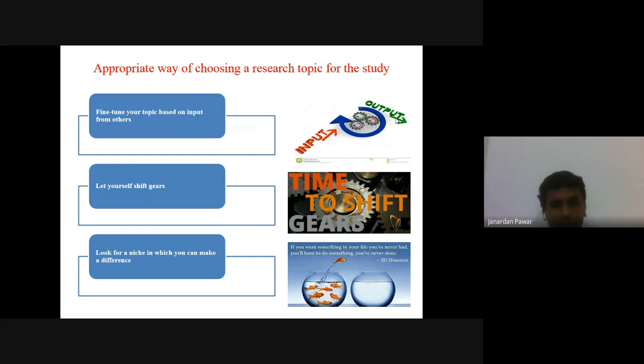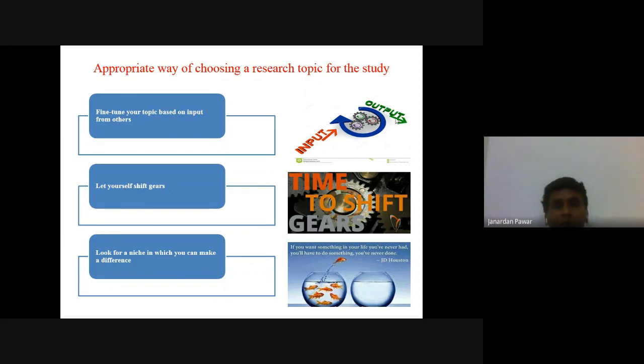Then I think this one is the last slide. Appropriate way of choosing a research topic for study. Again, here, fine tune your topic based on input from others. Sometimes you may get some input from others, so think about those aspects also. In terms of research we call them respondents. Once the topic is selected, we have to collect information from our respondents. So you should be fine tuned with your respondents.